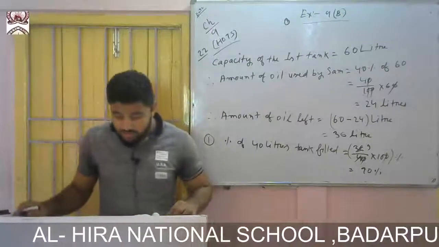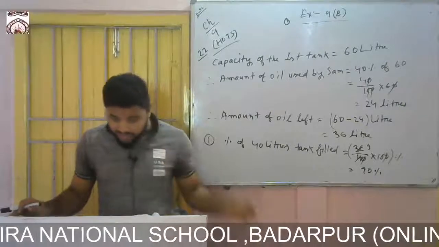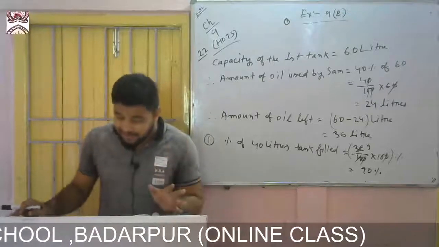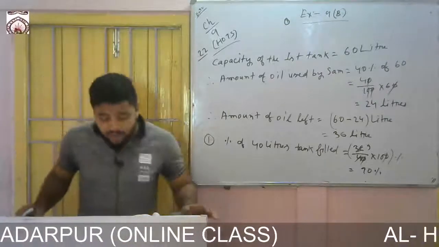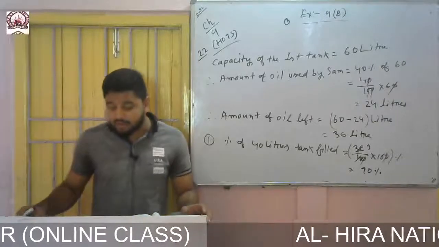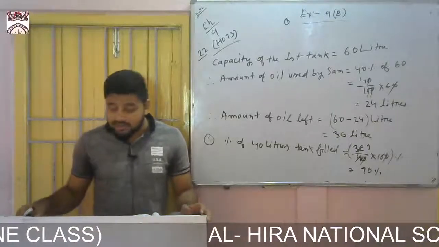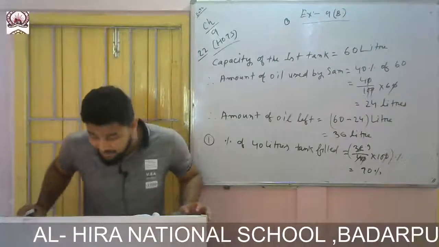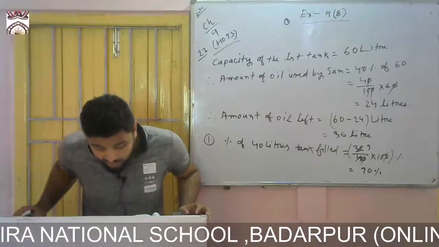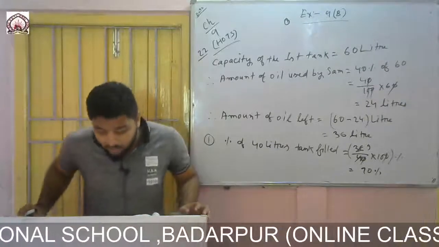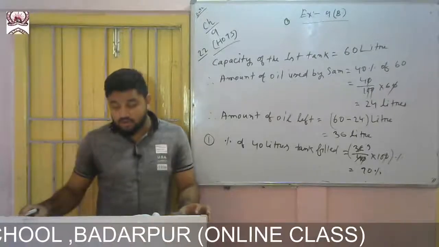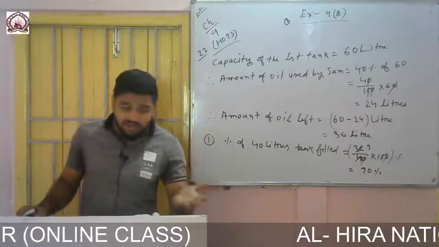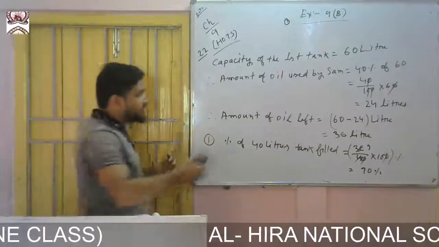Now question number 1 is finished. Now question number 2. If Sham used 3 liters of the oil daily, then what percent of the oil in the 40 liter tank would be used in 10 days? If he uses 3 liters daily, then in 10 days, 30 liters.